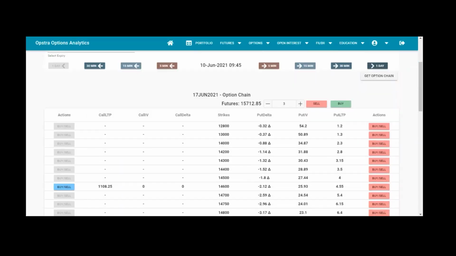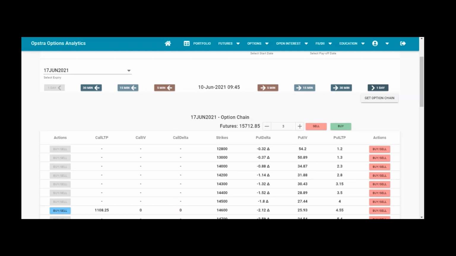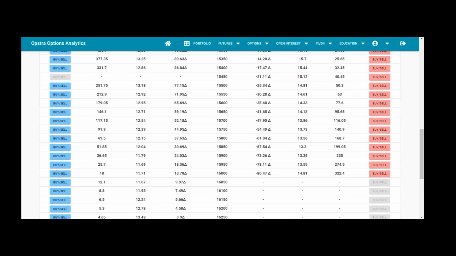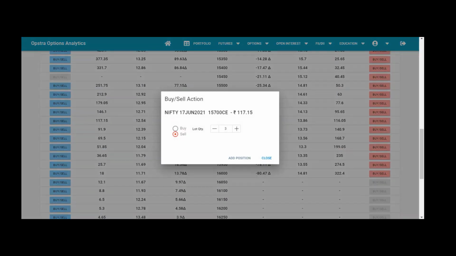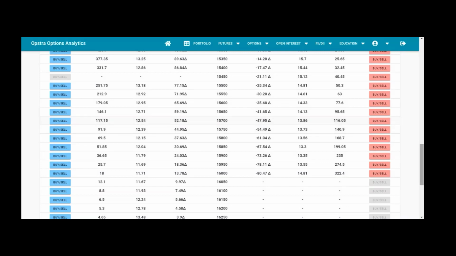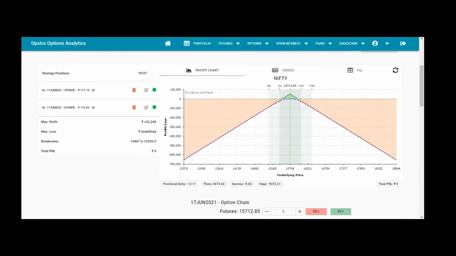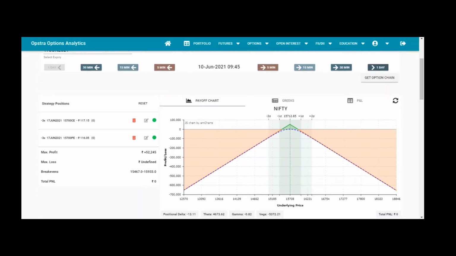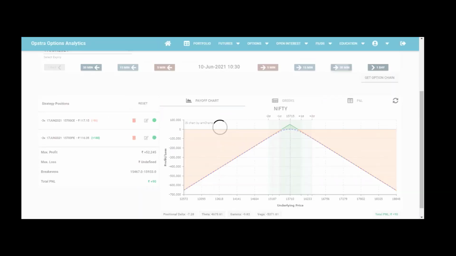Let me get the option chain. Future price is at 15,712, which is near to 15,700. So I will sell 3 lots of call option and 3 lots of put option, at the same strike price. You see, the same strike price. Okay, so let me go 15 minutes ahead, and then 30 minutes ahead. We'll see how things work.